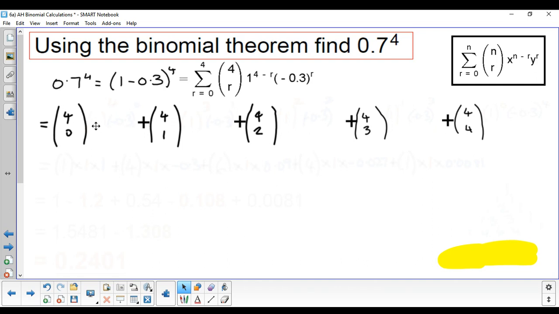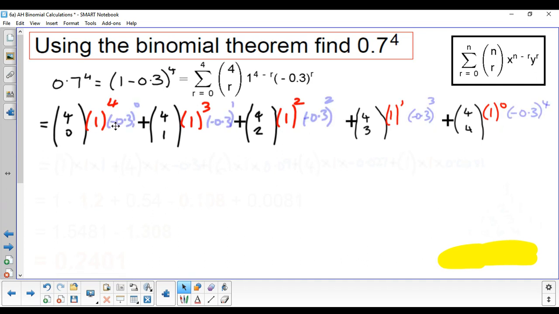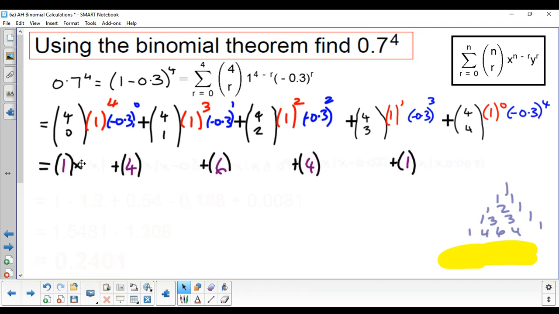You'll have 1 to the 4, 3, 2, 1, 0. And then minus 0.3 to the 0, 1, 2, 3, 4. Just the same as before. Okay, we know with Pascal's triangle that you've got 1, 4, 6, 4, 1. And 1 to the power of anything is 1. So it's just the last part. Anything to the power of 0 is 1.